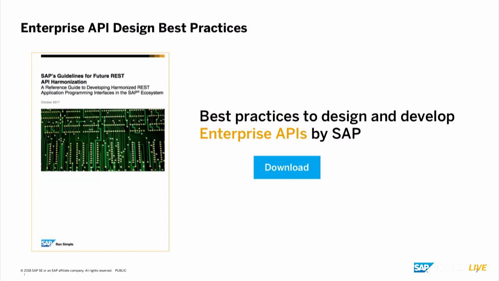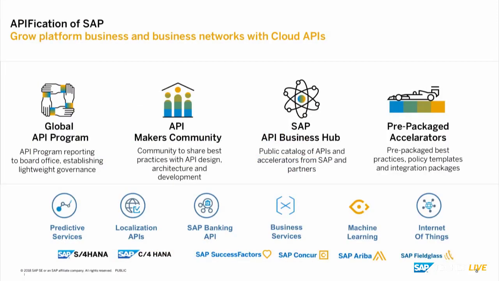At SAP, we also put together a set of enterprise API best practices for your API design, and you can actually go and download this. It's available on our website, and it will give you an idea on how to design high quality enterprise APIs. We also use a similar approach as part of the APification of SAP, where we are turning API first. A lot of our services are getting implemented API first. For example, the new services like machine learning are completely based on an API first approach.